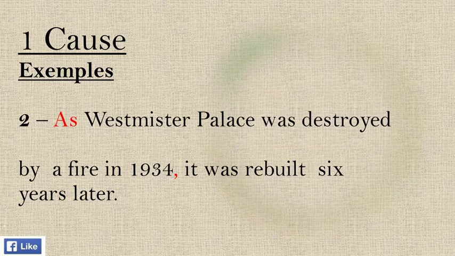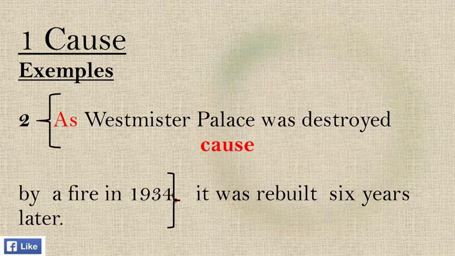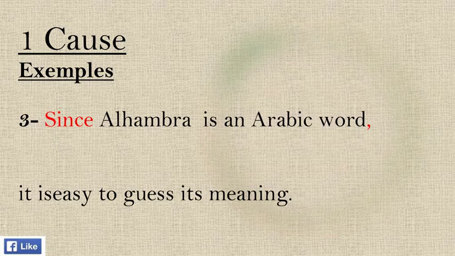As Westminster Palace was destroyed by a fire in 1934, it was rebuilt 6 years later. نشوفوا هنا الجملة تاعنا. عندي الجزء الأول As Westminster Palace was destroyed by a fire in 1934، هذا هو the cause. والجزء الثاني is the effect. هنا كما قلت لكم الاسم تاع الجملة يتبع the connector. استعملت connector of effect راح نقول it is an effect. استعملت connector of a cause نقول cause.